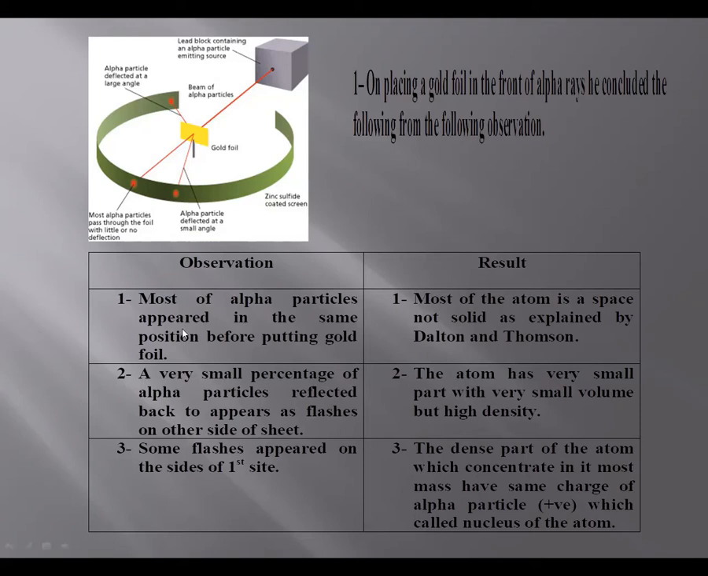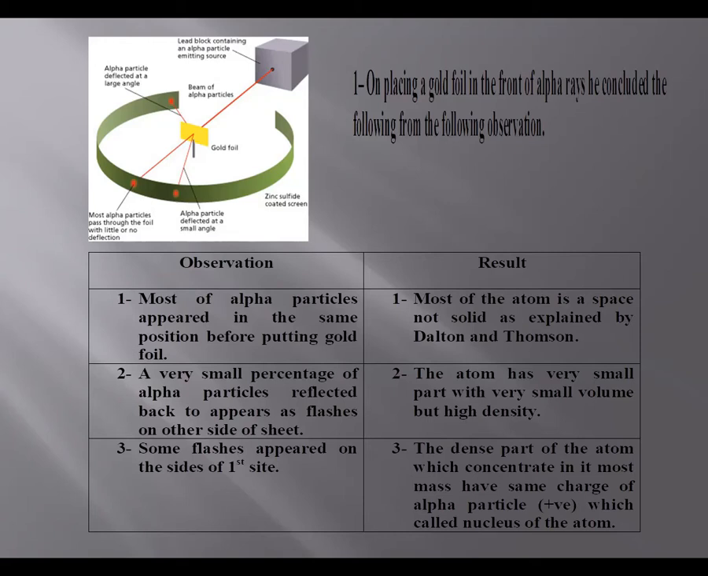The first one, most of the alpha particles appeared in the same position as before putting the gold foil. And this leads Rutherford to conclude that the atom is mostly space, which is not solid as Dalton and Thomson explained. Number 2, a very small portion of alpha particles were reflected in another direction or in the opposite direction, which means that the atom has a very small part with a very small volume but with high density.